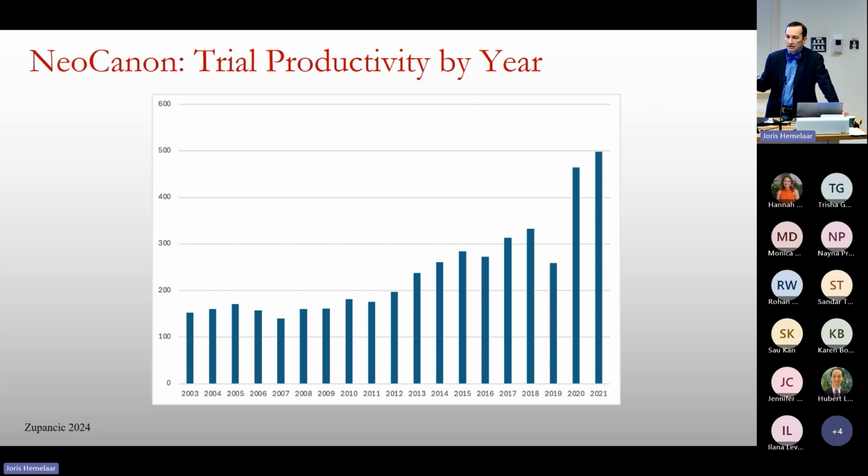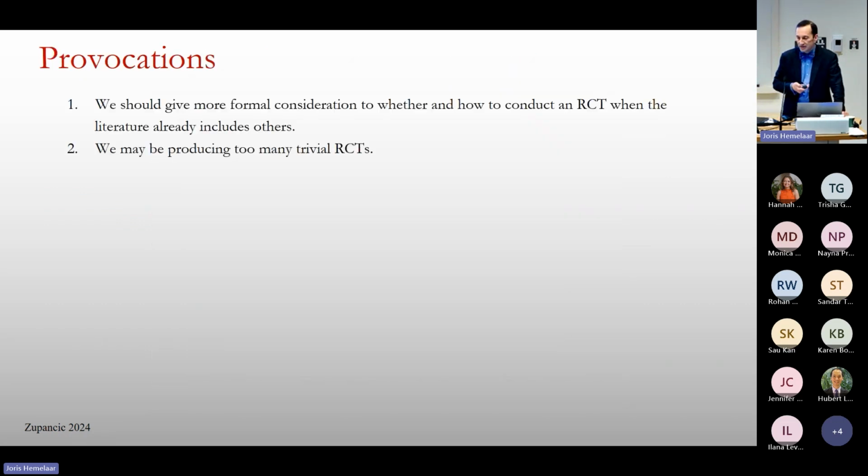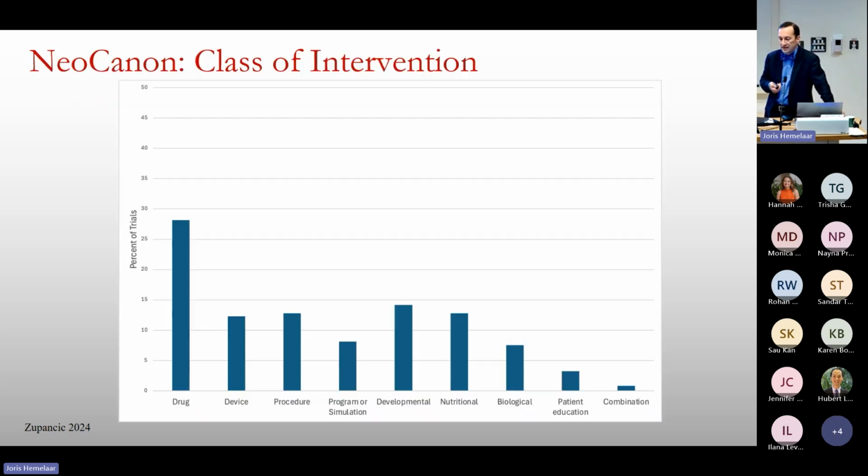And as a clinician, you can imagine that, if you're like me, you are not reading 2 trials a day and really digesting those in any significant way. So my second provocation is, are we producing too many, I'll call them trivial trials, to make the point that there are trials out there that probably we're not paying any attention to.